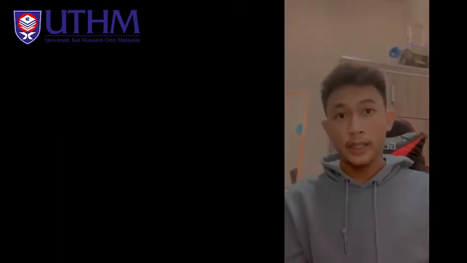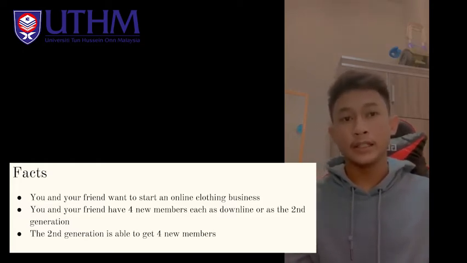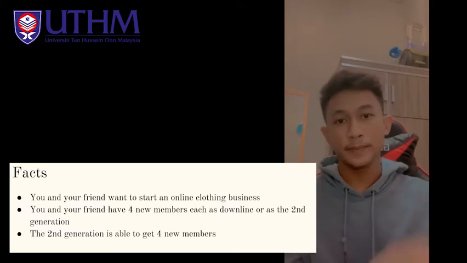So today, I would like to talk about the FILA table for question 1 and question 2. The facts for question 1 are: first, you and your friend want to start an online clothing business. Secondly, you and your friend have 4 new members, each as a downline or second generation. Third, each second generation member is able to get 4 new members.